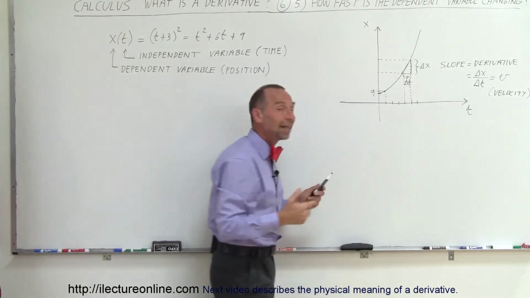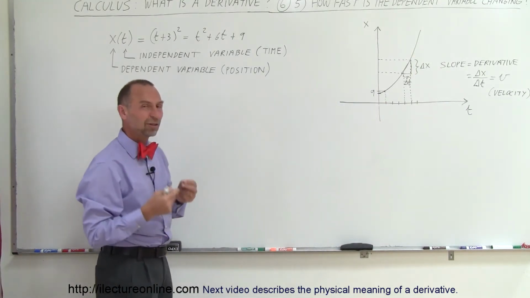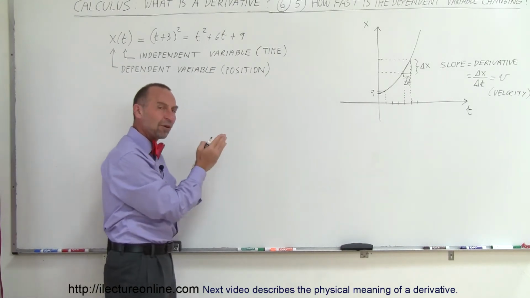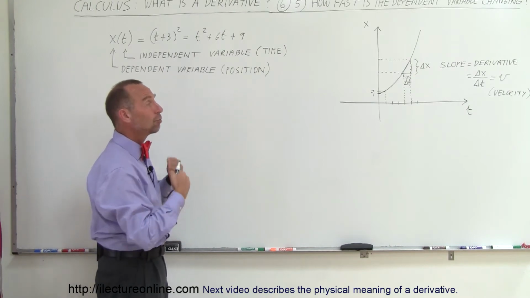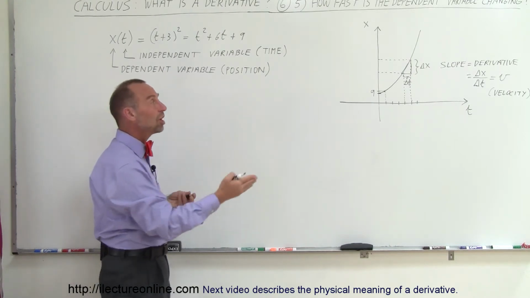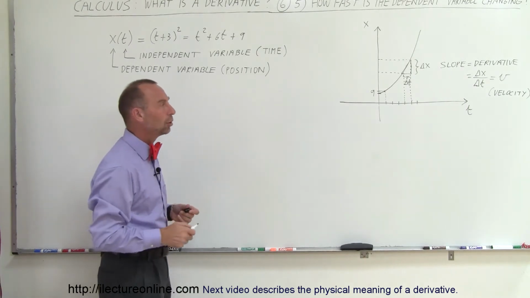And so there we can say that a derivative in this case, simply represented by the slope of this graph, the graph representing the dependent variable x position to the independent variable t time, is simply the rate of change of position as a function of change in time. And that's what we call the derivative.